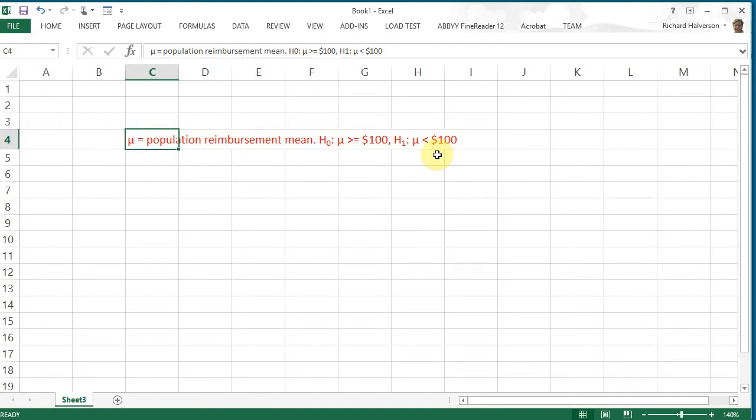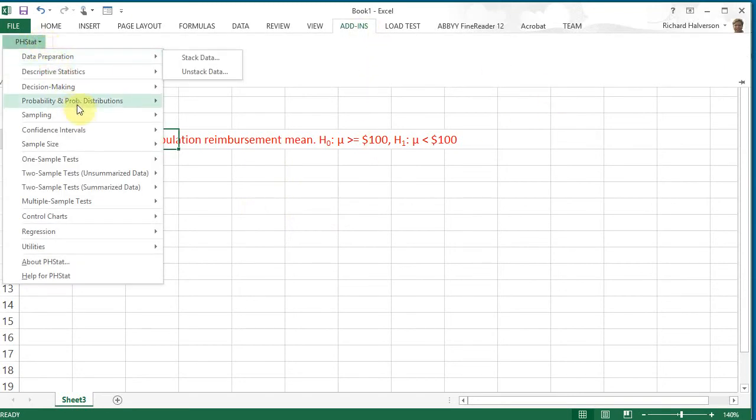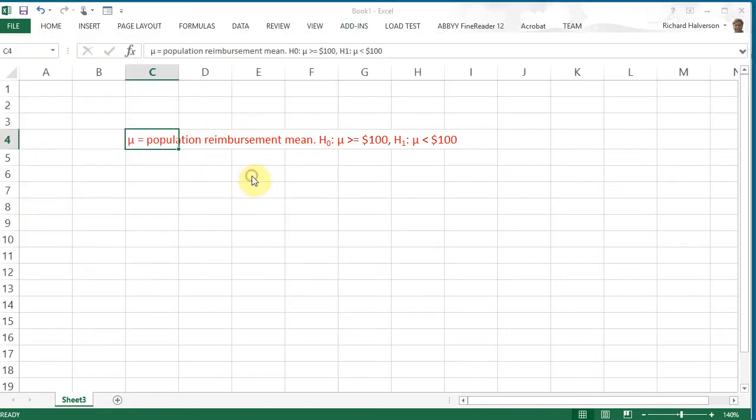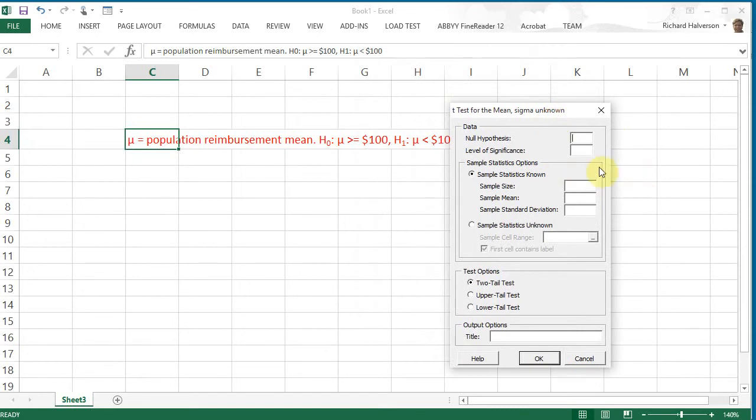And so we're going to do this analysis and see if we can reject the null hypothesis, in which case the alternative hypothesis would be true, and that's what we're after. So to do this, let's open up PHStat and go to one sample tests, t-test for the population, t-tests for the mean here. And this thing pops up, and our null hypothesis is 100, and the level of significance is 0.05.